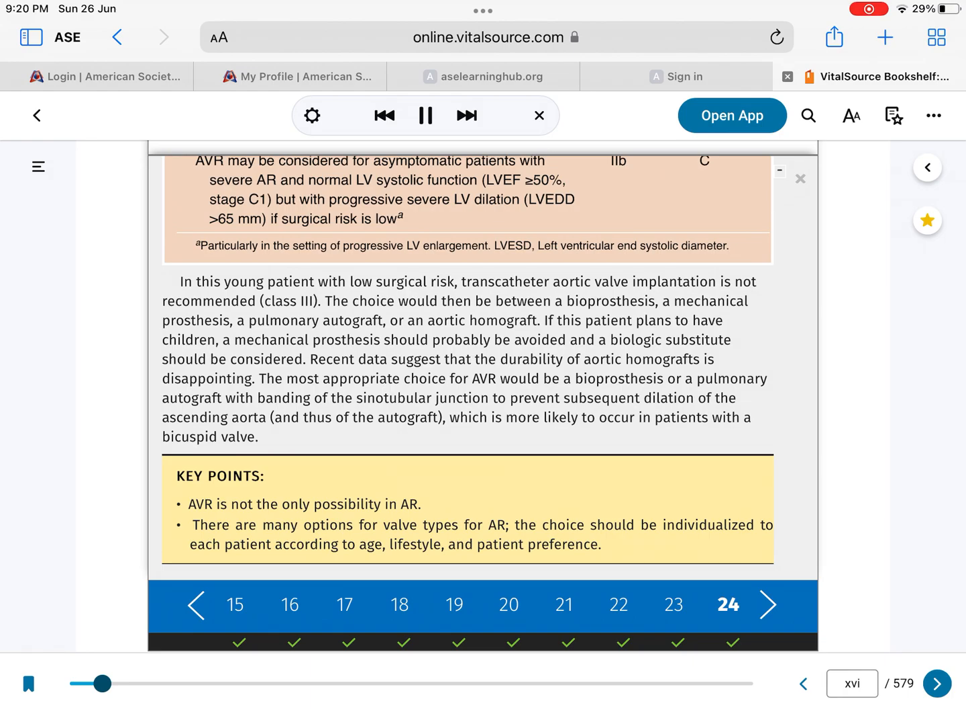LV end-diastolic diameter of 56 mm. LV end-systolic diameter 33 mm. LV stroke volume of 113 milliliters. And LV ejection fraction of 65%.